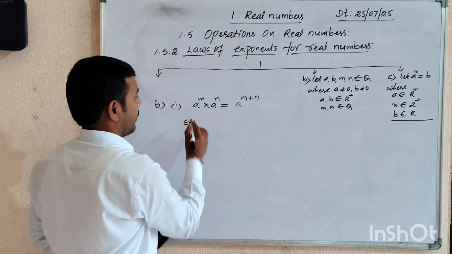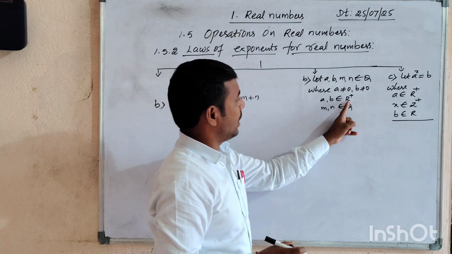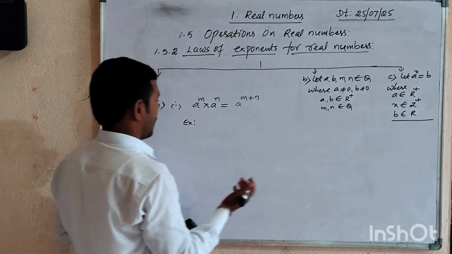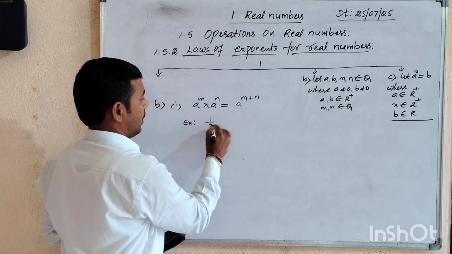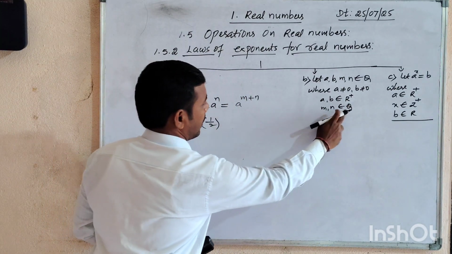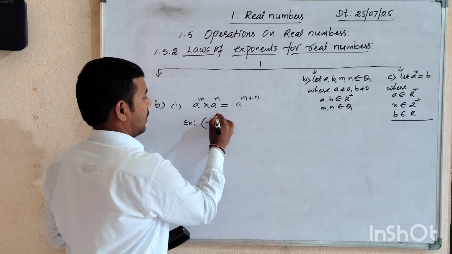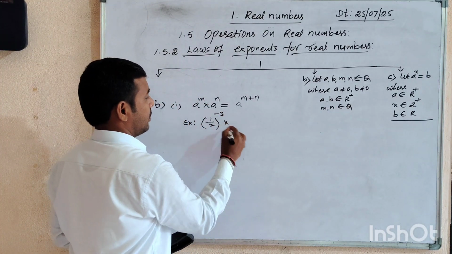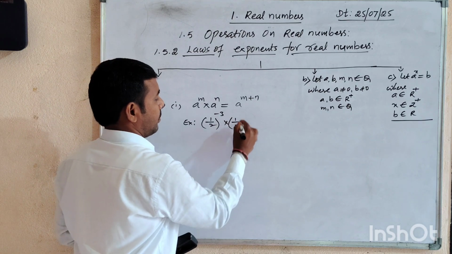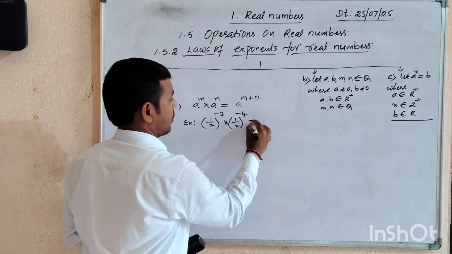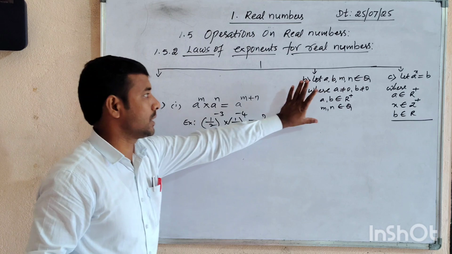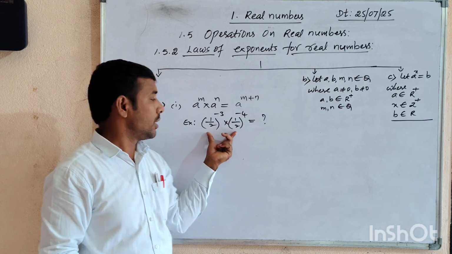Example: here the base should be a positive real number. Let us take any one. Suppose (1/2)^m and n are rational numbers. So let us take (1/2)^-3 into (1/2)^-4. This is one question. Based on these conditions, the question is designed.